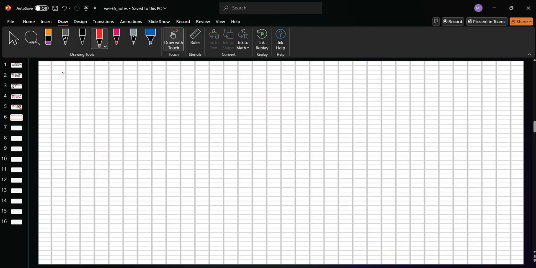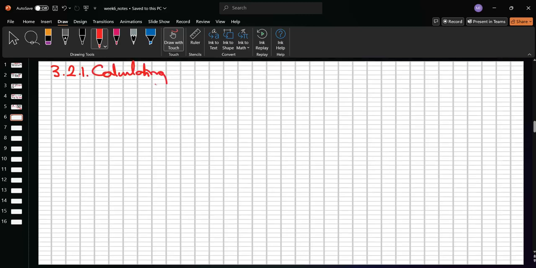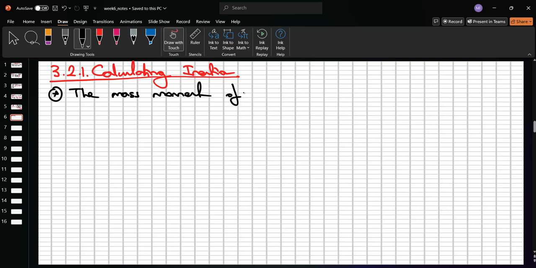Okay, so this is the case 2.21, calculating the inertia here. Okay, so the mass moment of inertia, has anyone remembered this equation?